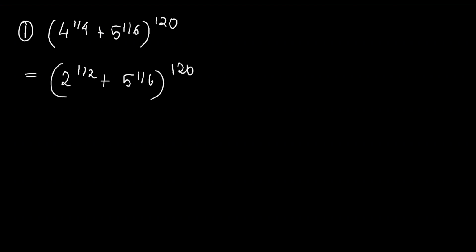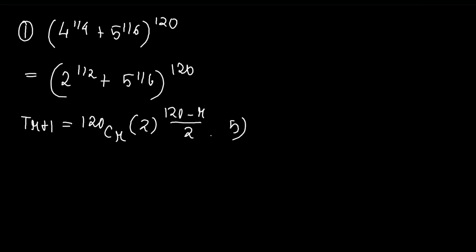Okay, then we write the general term, that is the T(r+1) term. So we write 120Cr, that is nCr, into 2^((120 minus r)/2), into 5^(r/6). Okay, so this is the general term. Now if we want to find the total number of integral terms, the powers should be integers.